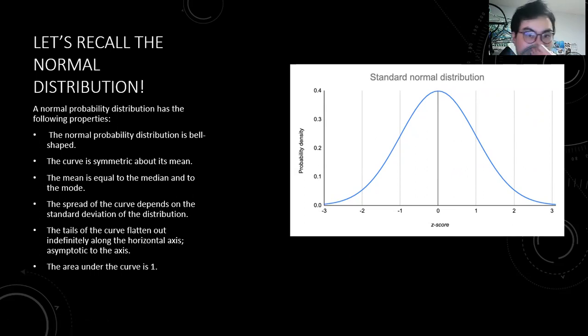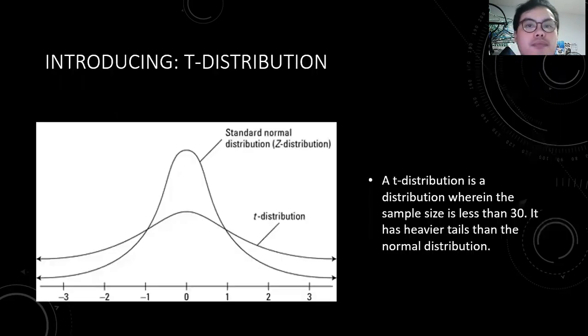Okay, so we're going to introduce a t-distribution. When we say a t-distribution, it is used when a sample size is less than 30, and comparing to the normal distribution in terms of tails, it has heavier tails. So as we see, the tails are higher compared to the standard normal distribution. However, in terms of the height, its peak is much lower.